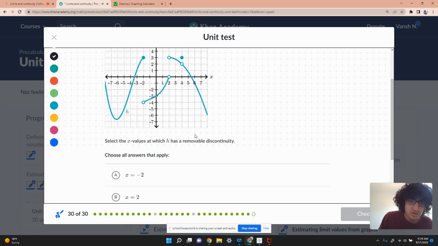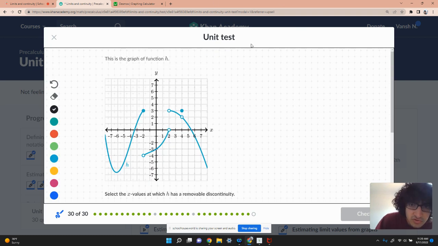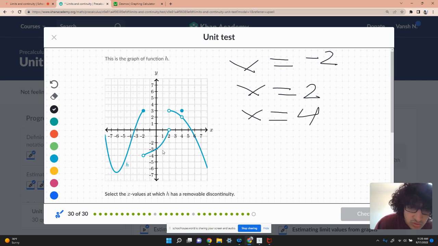Removable discontinuity. So let's first see. X equals -2, x equals 2, these are all the discontinuities, by the way. X equals 2, x equals 4. So at x equals -2, the limit does not exist, since these are not equal to each other, so not that one. At x equals 2, the limits are not equal to each other, so no. At x equals 4, the left-hand side equals 2 and the right-hand side equals 2, so x equals 4 is the only one.